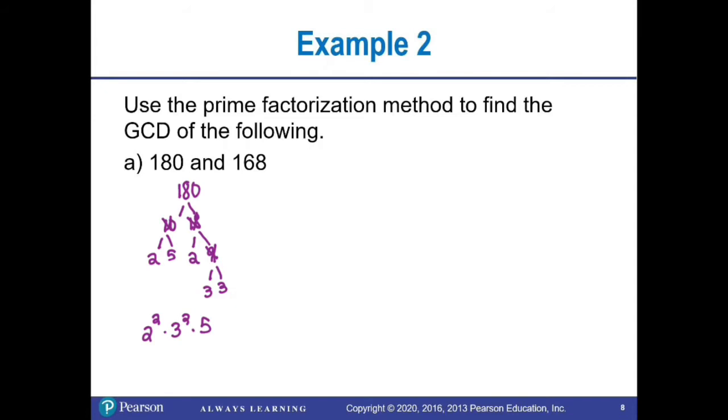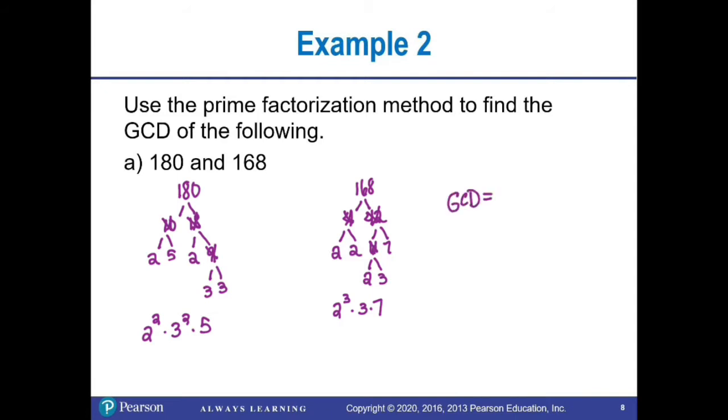Let's find the prime factorization of 168. 168 is 4 times 42. 4 is 2 times 2. And 42 I can rewrite as 6 times 7. 6 I can rewrite as 2 times 3. So my prime factorization for 168 is 2 cubed times 3 times 7.